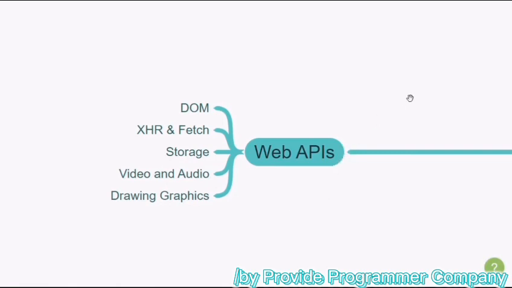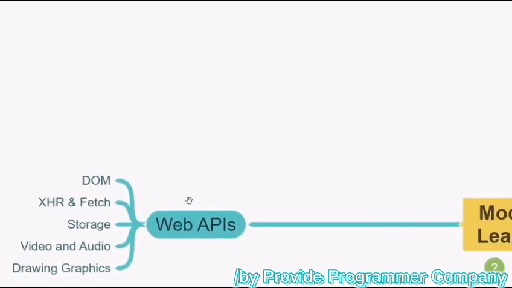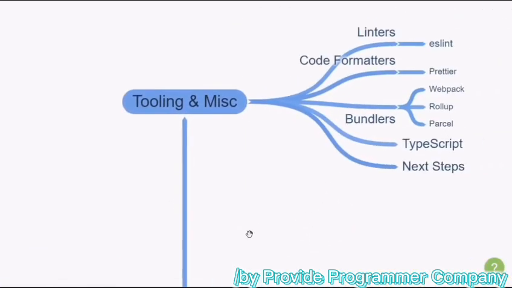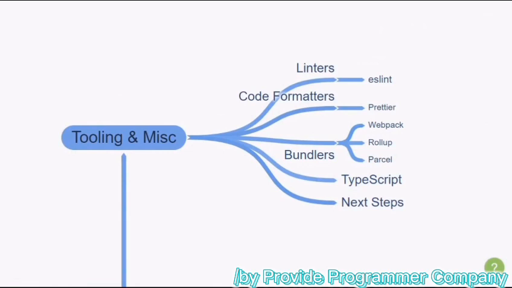Alright, that is the third section, client-side web APIs. Let's now take a look at the last section, which is to do with tooling and miscellaneous. There are a few tools that help you with your development and are especially required when working with a team.